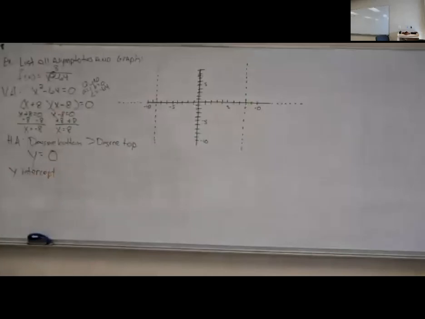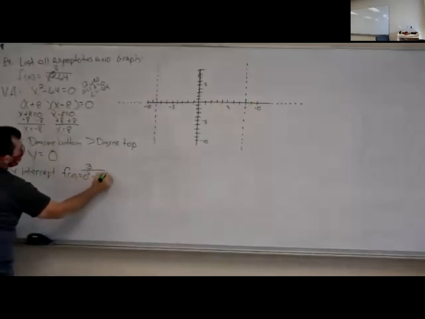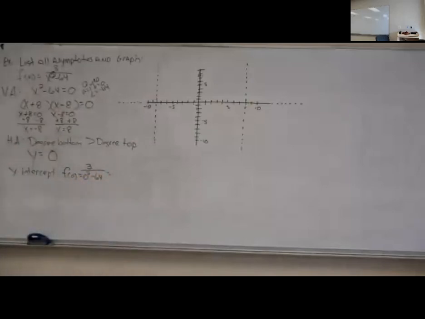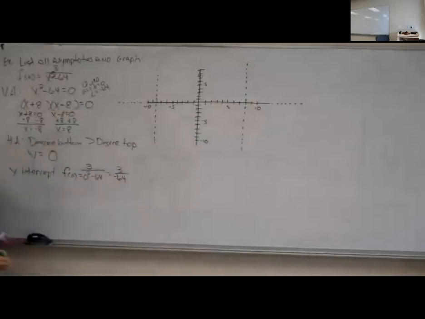So to find a y-intercept, you find f of 0, because you're putting the 0 in for the x, okay? So f of 0 is going to equal 3 divided by 0 squared minus 64. So that's what, a 3 over a -64. Now at that point, I'm happy because I just wanted to know whether that's going to be negative or positive.